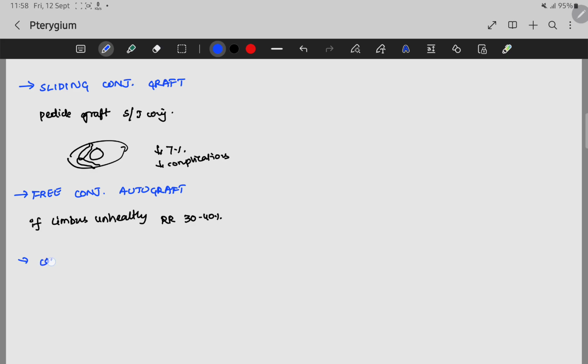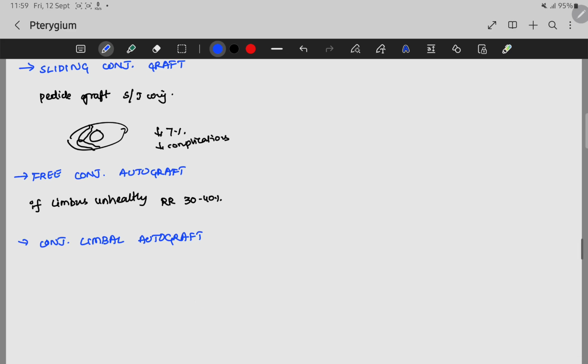Then we have the conjunctival limbal autograft. Because in the etiologies we have learned that there is limbal stem cell deficiency, we are taking limbus from the other side, and that limbus is placed near the limbus of the pterygium side. Usually the graft is taken from the superior temporal bulbar limbal conjunctiva.